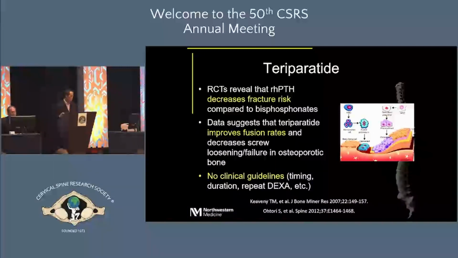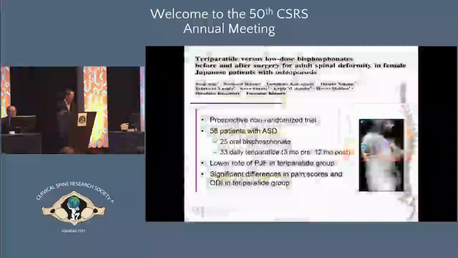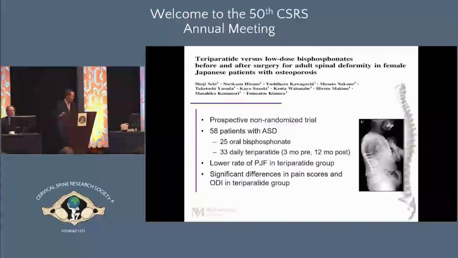But there are currently no clinical guidelines simply because the data is not robust enough, looking at individuals with either cervical or lumbar surgery, or waiting for a period of time before the patient undergoes surgery. This study, in a prospective non-randomized trial, looked at patients with deformity and concluded that there was a lower rate of proximal junctional failure in the teriparatide group, indicating how robust and powerful this medication can be.